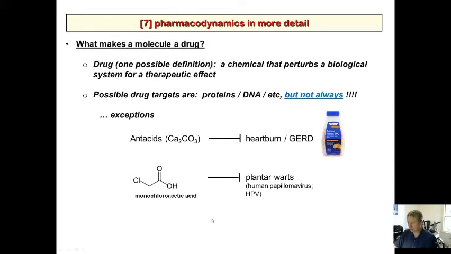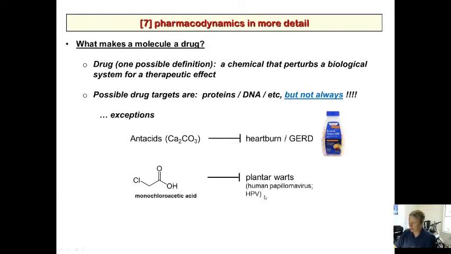What's another one? Another one I've thought about is monochloroacetic acid. It's, of course, acetic acid with a chloro, and it's not dichloro or trichloroacetic acid. It's monochloroacetic acid. This is actually used as a drug to treat plantar warts, which are caused by the human papillomavirus.